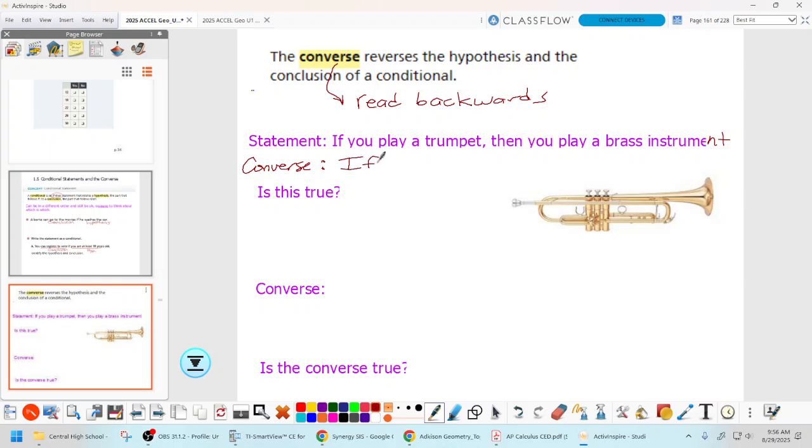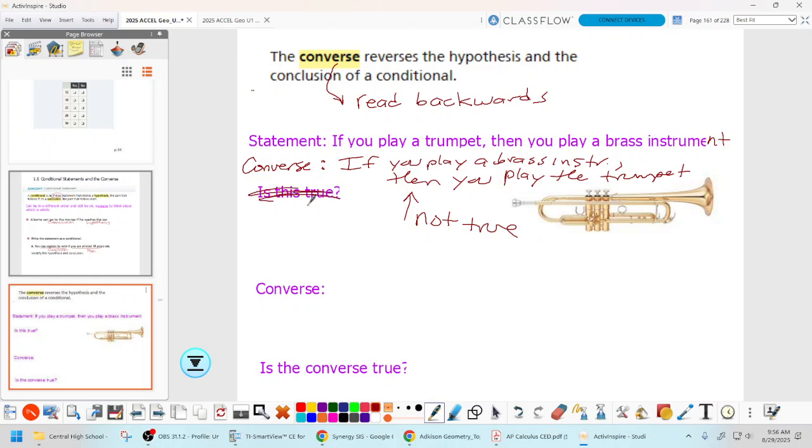If you play a brass instrument, then you play the trumpet. What's the flip? So the original statement was 100% true. Is the converse true? No, because you could be playing a trombone, right? Or other versions. So this is not true. Sometimes when we flip something, it's not true.